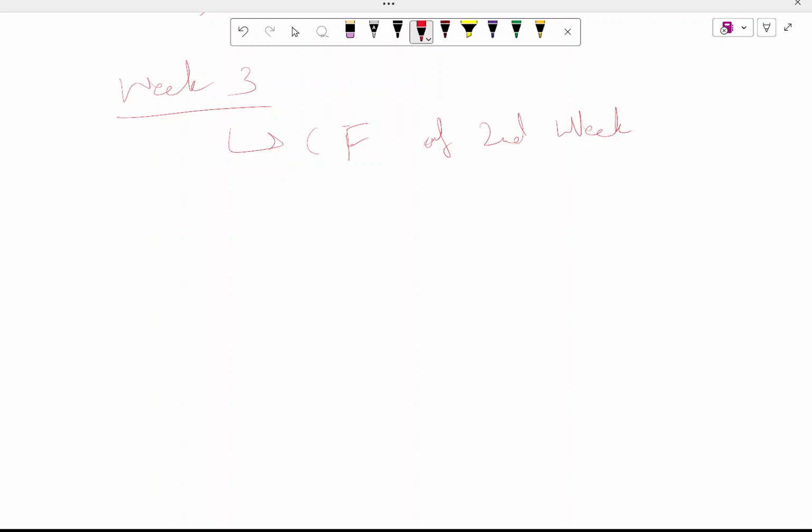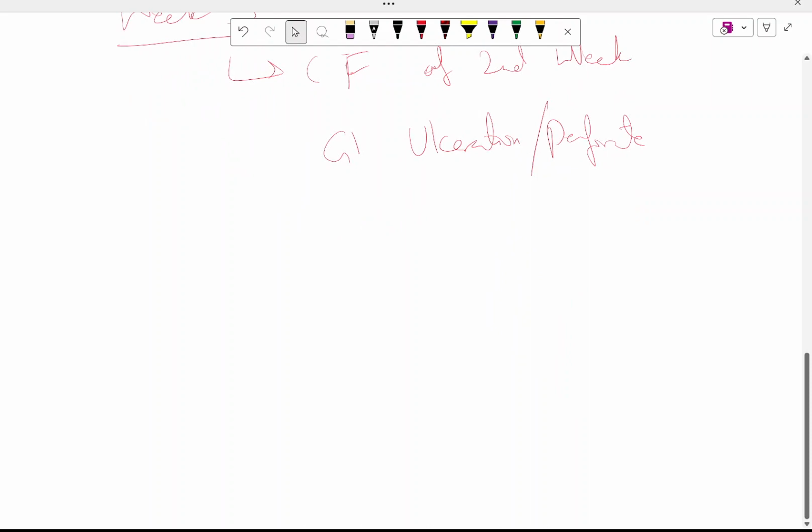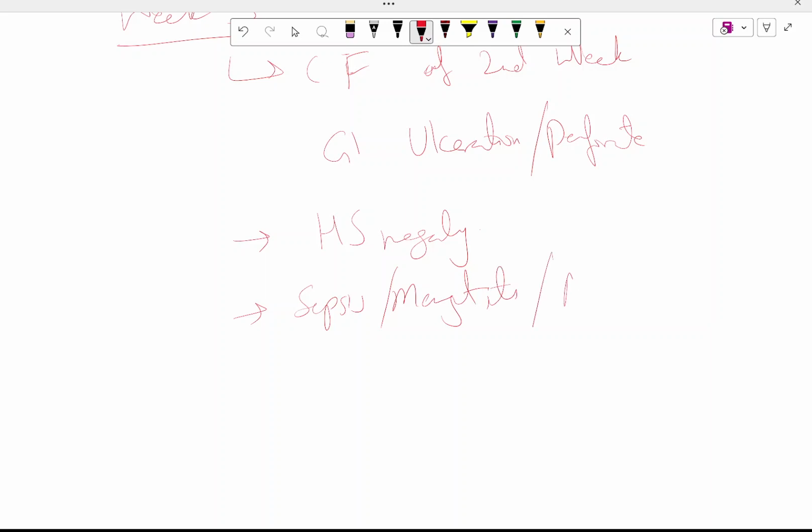So let's discuss GI ulcerations. If a GI ulcer perforates, and the next clinical feature is hepatosplenomegaly. And in rare cases, in the third week, there will be sepsis, meningitis, myocarditis, or renal failure.